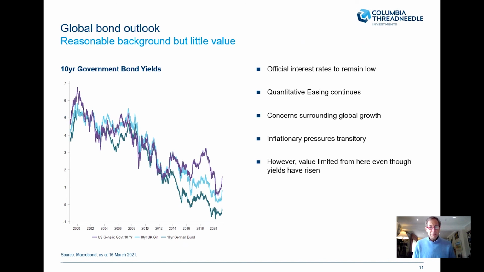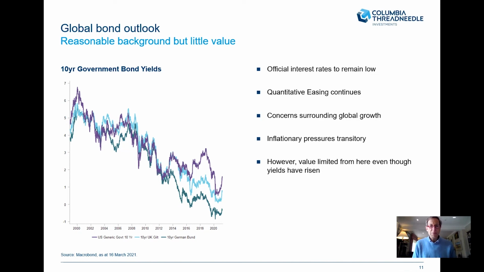If we move on to bonds, that's equities done. We think that the bond environment is actually quite a healthy one. I said interest rates are phenomenally low, and we think they will remain low. Quantitative easing is going to continue, so central banks are going to be buying bonds, which keeps the prices up. There are inflationary pressures that people are talking about, people are worried about, but we think they'll actually be fairly short-term and transitory. I'll mention that again a bit later on. But that is why we've seen this increase in bond yields, i.e. a fall in capital value recently.